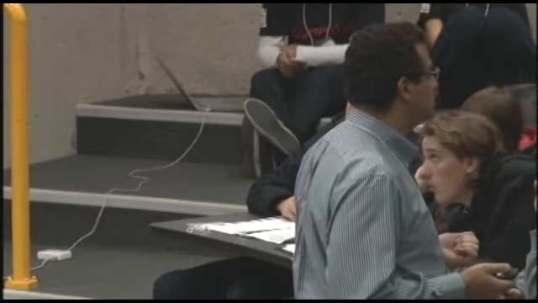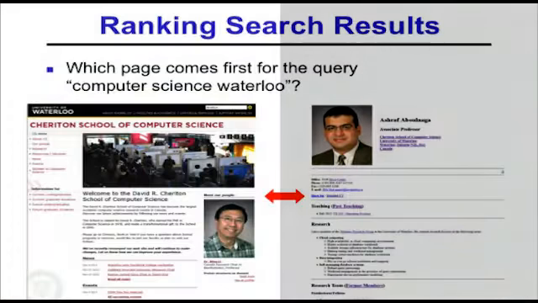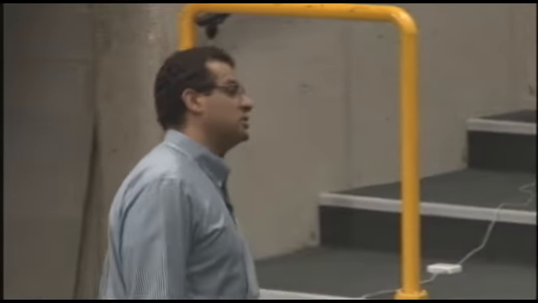So which of these 2 pages is a better page to put first for the query computer science Waterloo? I guess all of us would agree that the one on the left is more relevant. If I'm asking about computer science Waterloo, I don't want to get back the homepage of some person. I want to get back the homepage of the School of Computer Science in Waterloo. And as we saw, Google knows how to do that. So the question is, how does Google know how to do that? And the answer is that it depends on the links. The links tell us which pages are important.